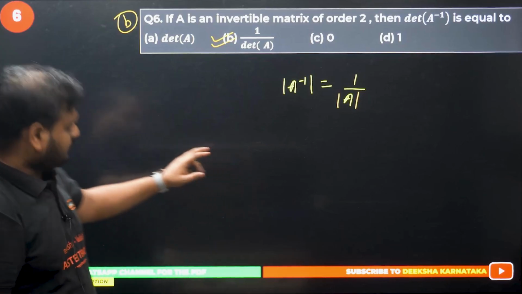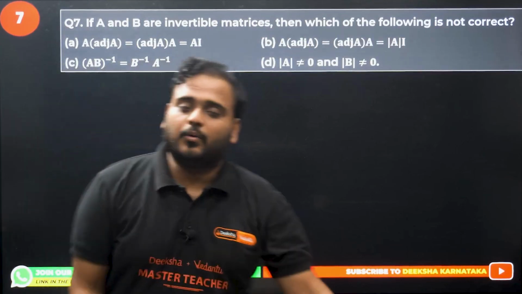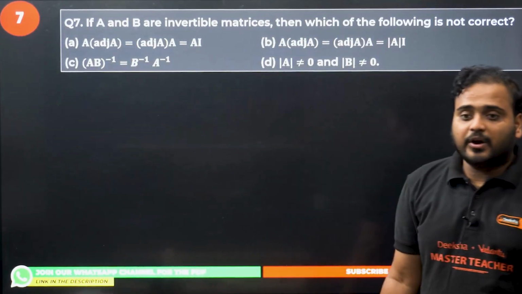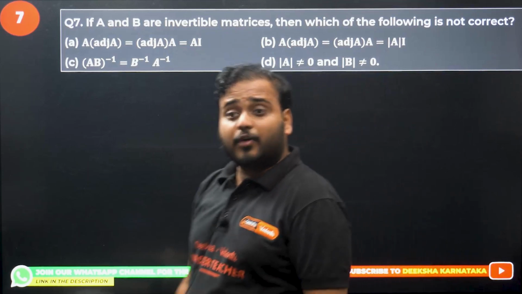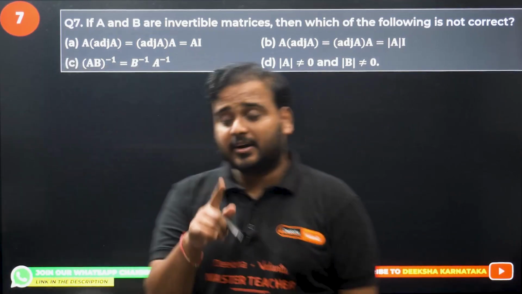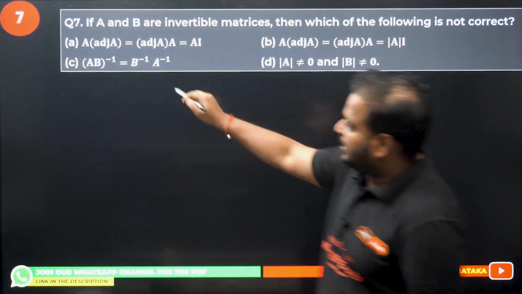Very good. Question number 7 now. If A and B are invertible matrices, then which of the following is not correct? Not correct, very important.